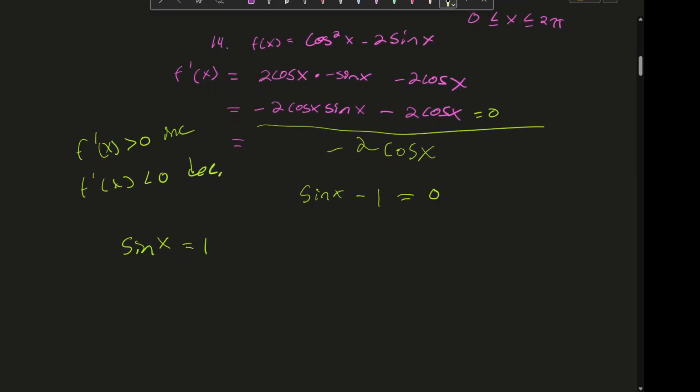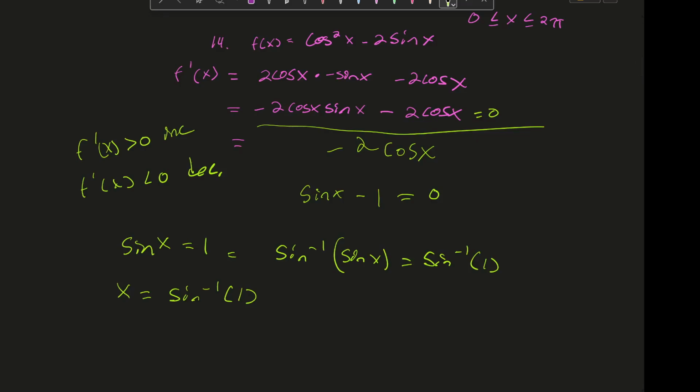Then you can go ahead and take inverse sine of sine x equals inverse sine of 1, which gives you x is equal to inverse sine of 1. You can look at your unit circle if you need to, but basically it's just asking, sine's your y coordinate. Where is that equal to 1?